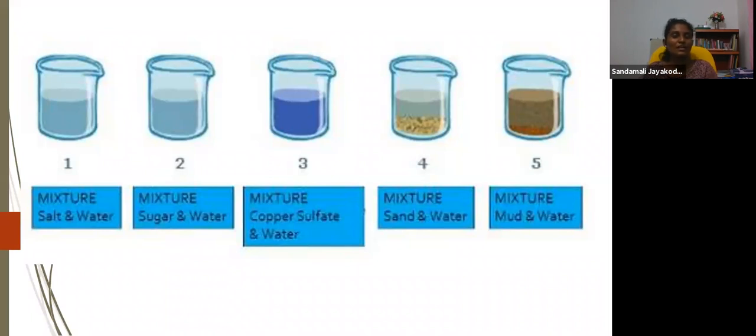1, 2, 3 come to one group and the fourth and fifth mixtures come to another group.